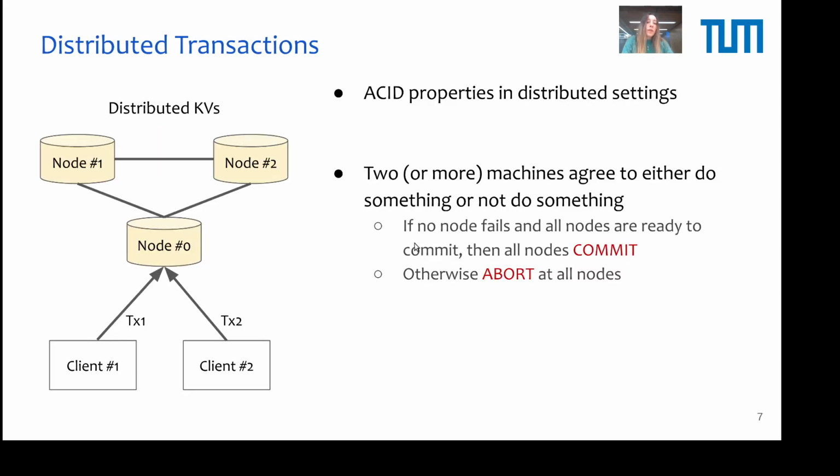Distributed transactions operate over a distributed set of machines that store the dataset in parts. Distributed transactions need to maintain, similarly to single node transactions, these ACID properties in this distributed setting. In reality, a distributed transaction is a mechanism where two or more machines need to agree to either do something or not do something. For example, if one node commits, then all participant nodes to this transaction should commit as well. Else, if one or more nodes fail, all nodes should abort.